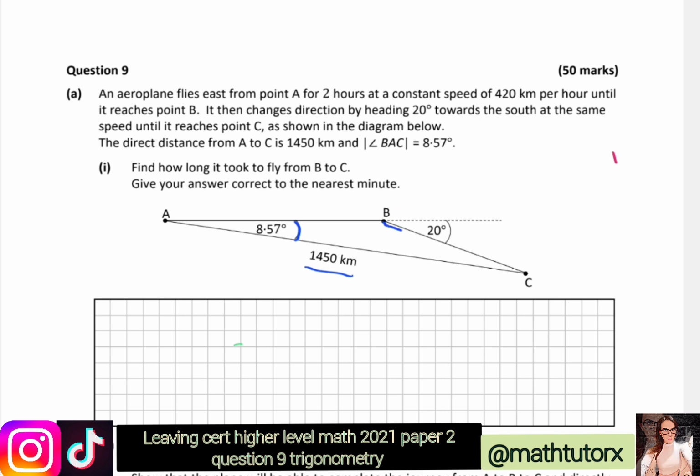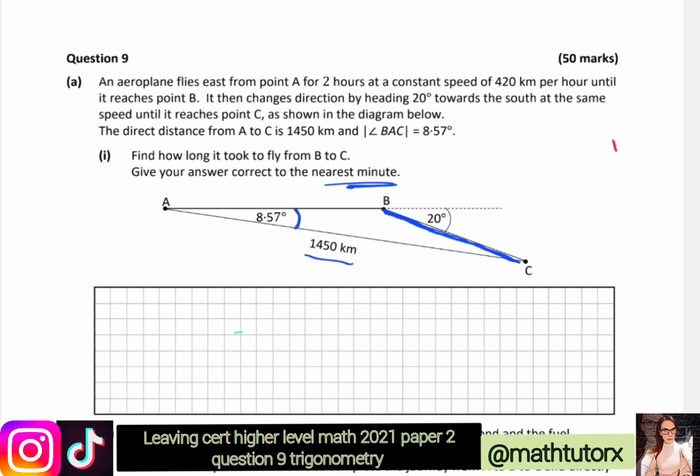So it wants us to find out how long, so the time it took for the plane to fly from B to C to the nearest minute. Okay, so more than likely we're going to have to find the distance of B to C first, and then we can find the time it took. So I'm going to call B to C x in this case.